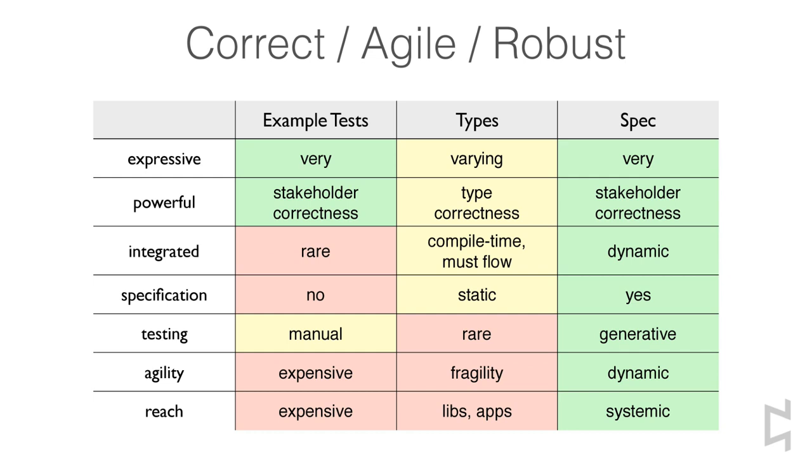So the color coding here: green, good; yellow, question mark; pinkish red, not so good. It's actually redder here. It's just a projector thing. It's not supposed to be happy pink. It's supposed to be sad pink.